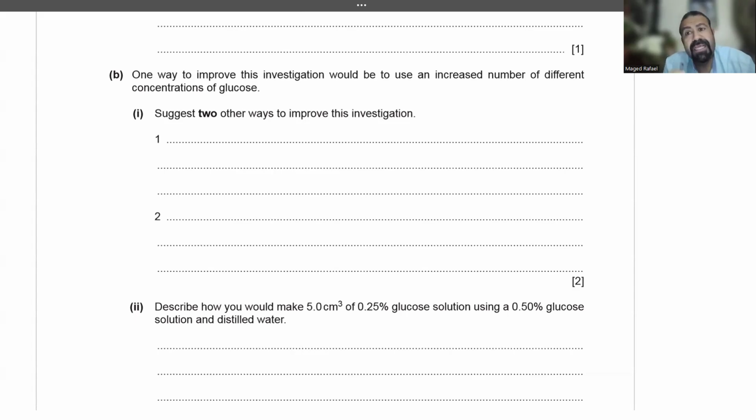I always say that when we reduce the intervals, this will be a method. Of course, I want 2 other ways to improve this investigation. What do you think? Did he mention anything about the repeat of the experiment? He did not. When we read the experiment together, guys, he did not mention that he repeated the experiment to calculate the mean or the average. So it could be a method of improvement. So you can write repeat the experiment, okay? And this will give you repeat at each concentration.